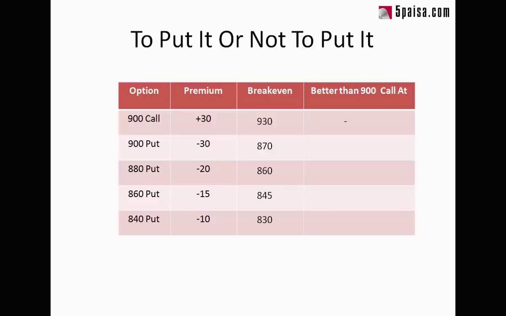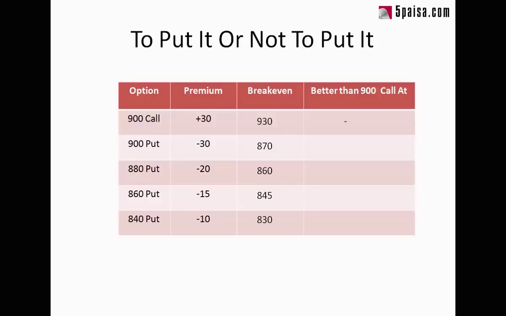But since we are comparing the put with the call, the put has to not just break even, but it has to make more money than the call. Now we already know no matter how low Infy stock goes, the call will give us a fixed number, which is 30 rupees. So 30 rupees profit is the magic number we have to beat with the puts.